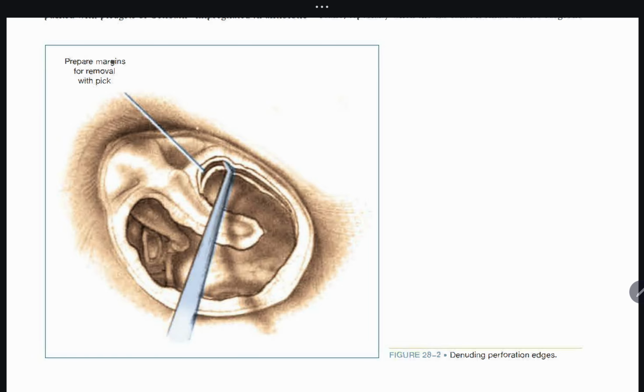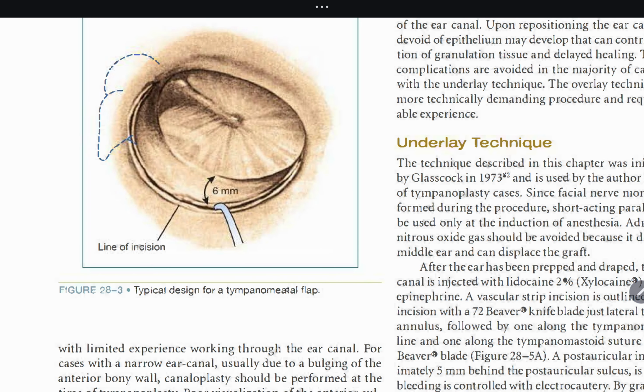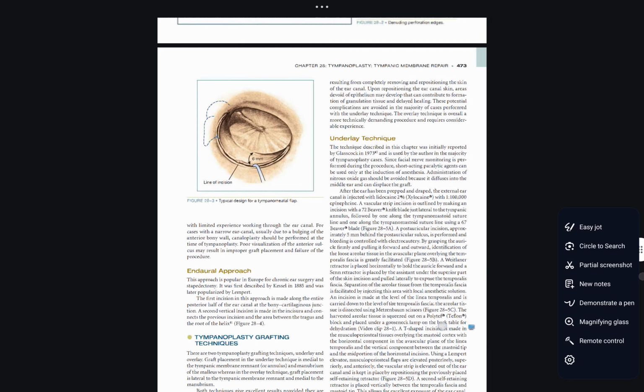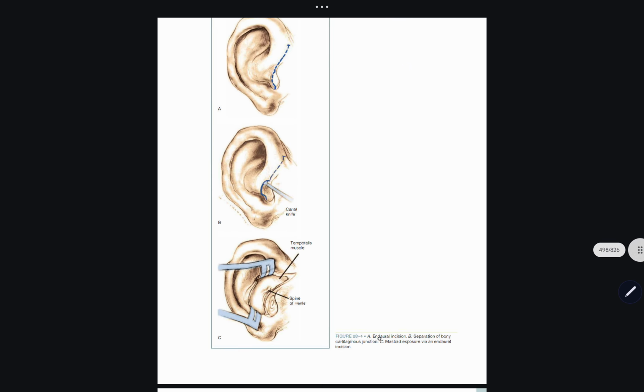Denuding perforation edges. Prepare margins for removal with pick. Typical design for tympanomeatal flap. Line of incision. Endoral incision. A. Endoral incision.